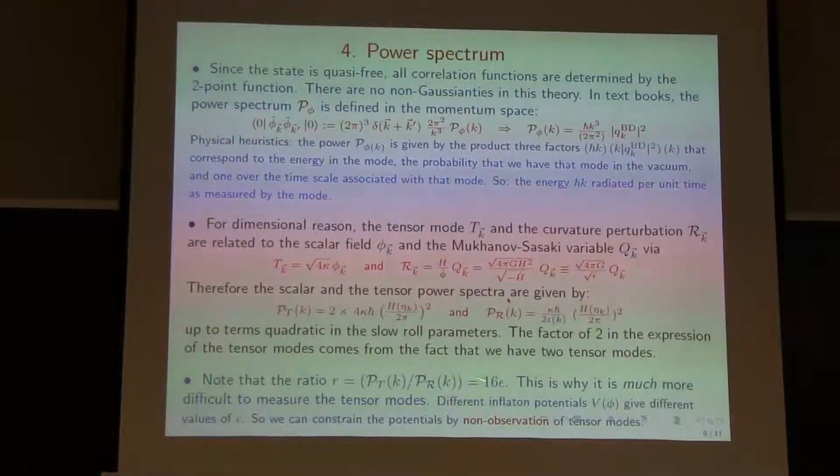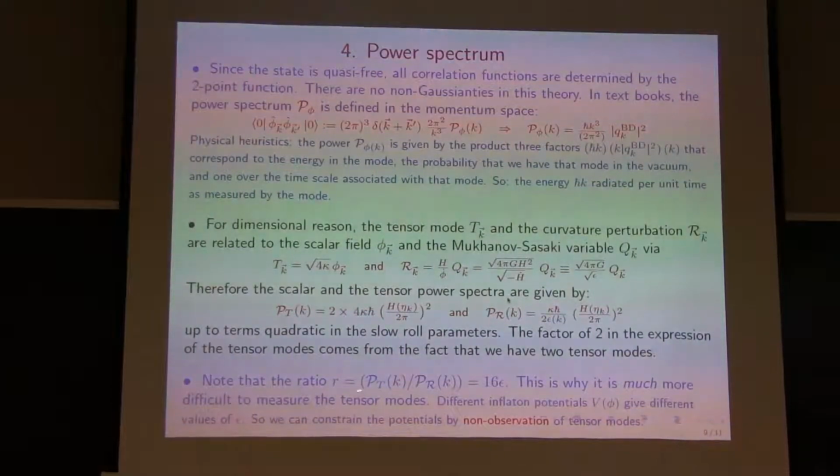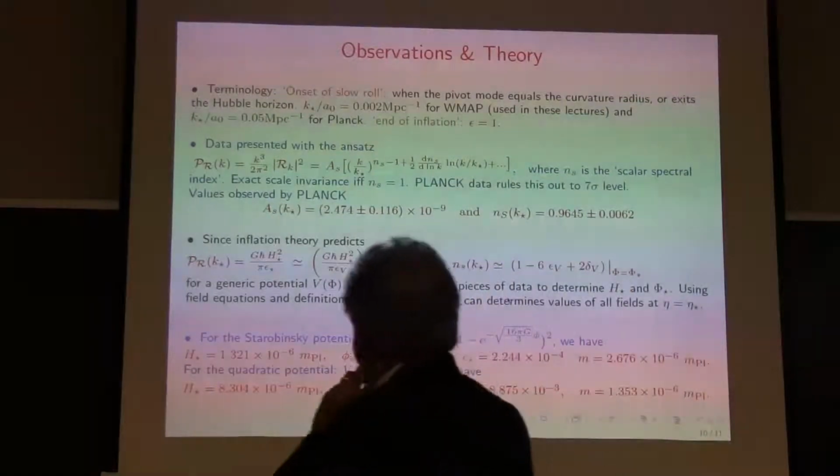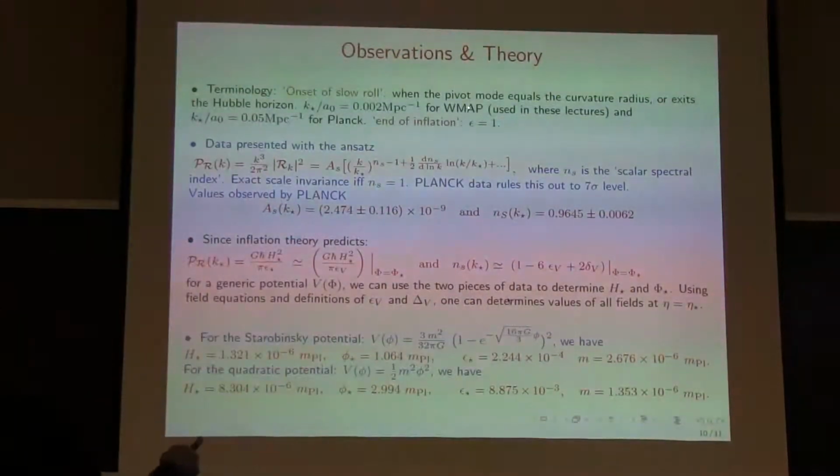But people are making more accurate measurements now to see what this tensor power spectrum is going to be. So finally, between observation and theory. The onset of inflation is when the wavelength of the pivot mode equals a curvature radius, or, if it exists, the Hubble horizon. That is the same terminology.